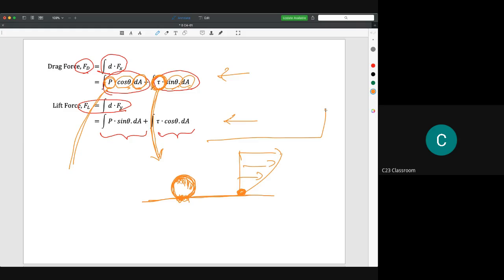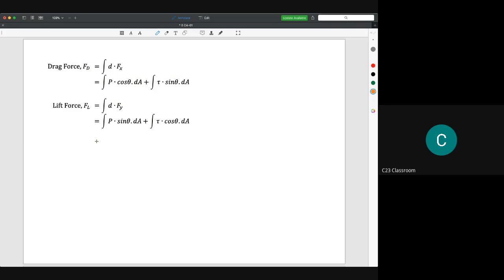If you want to design an aerofoil, you need a large lift force, or if you want to design a car, you might need something that reduces your drag force. However, you need to know the shear stress, tau, first before you could solve this equation. So now we go to the next step.